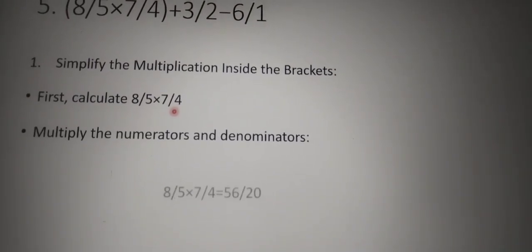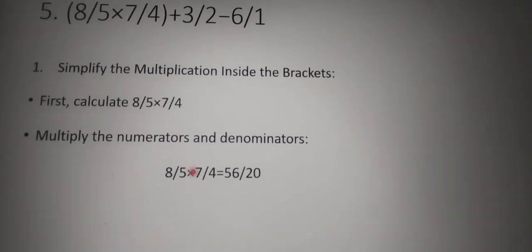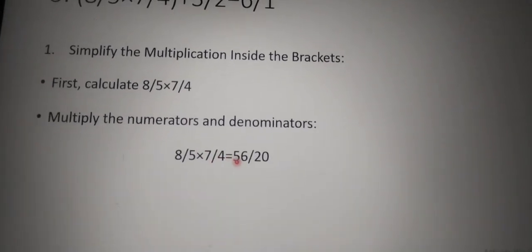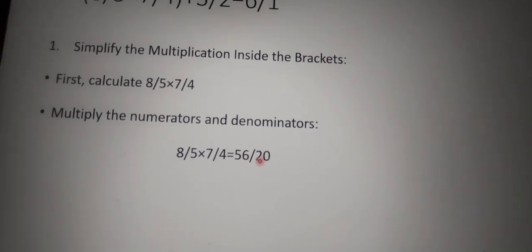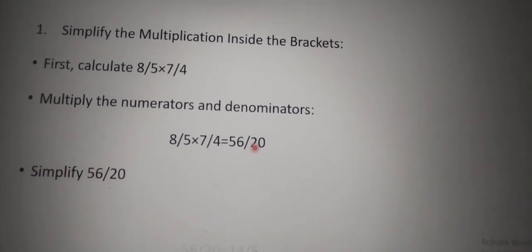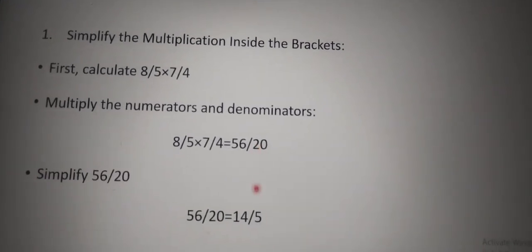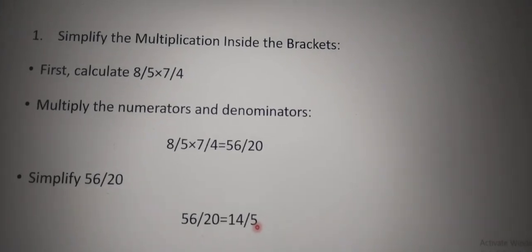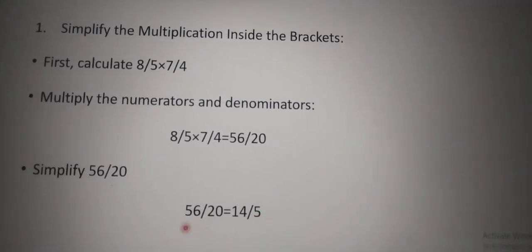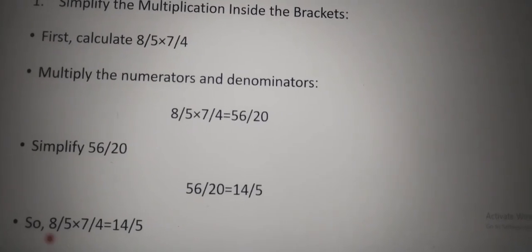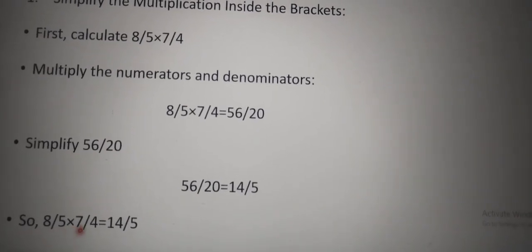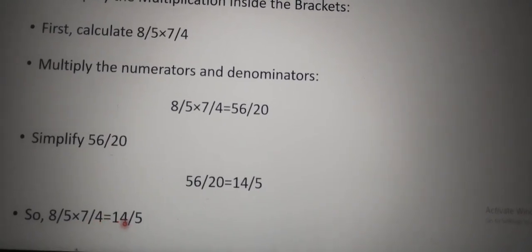When we multiply the numerators and denominators, 8 over 5 multiplied by 7 over 4 gives us 56 over 20. 56 over 20 can be simplified, so when we simplify it, it would be 14 over 5. We got 14 over 5 by dividing both by 4, so 8 over 5 multiplied by 7 over 4 gives us 14 over 5.